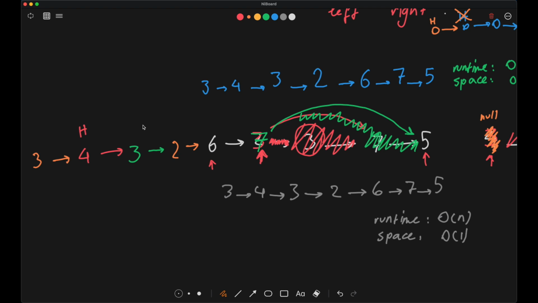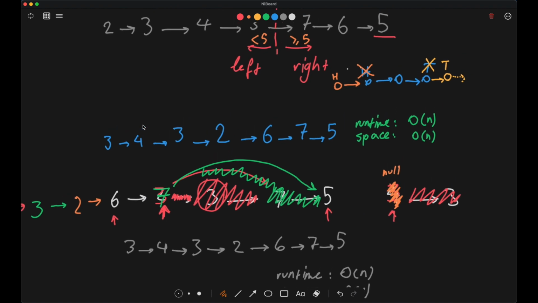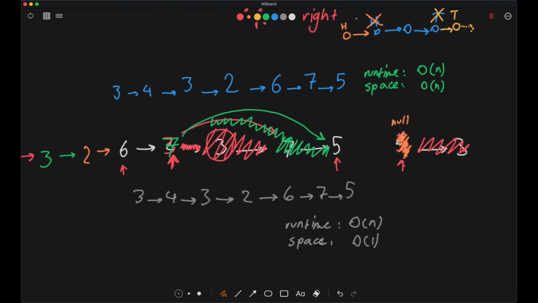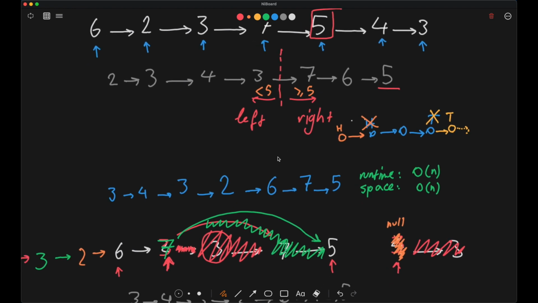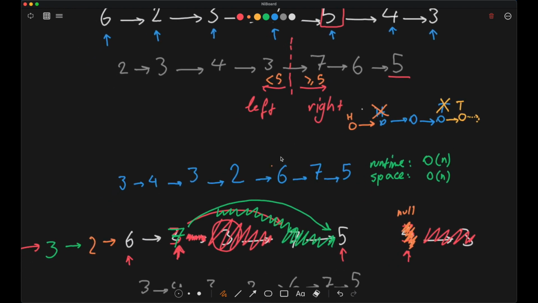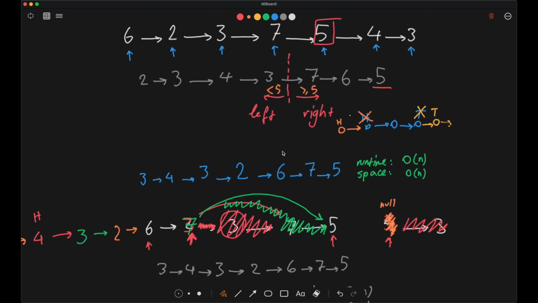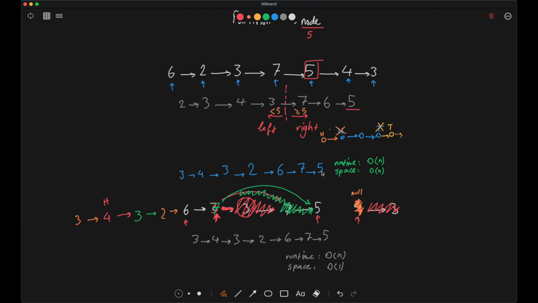So I would say this method is much better and much simpler to implement. So I would say we should go with this method, right? So let's go with this method. We will generate a new linked list and we will return it. So let's go back to our code editor.